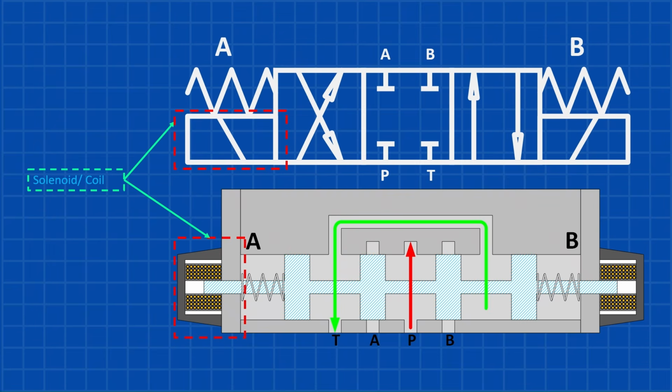Another common concern with directional valves is the solenoid coil. Many industrial coils are rated for continuous duty and can remain energized for long periods. However, they still generate heat whenever power is applied. For this reason, it's good practice to de-energize the coil when the valve is no longer needed.